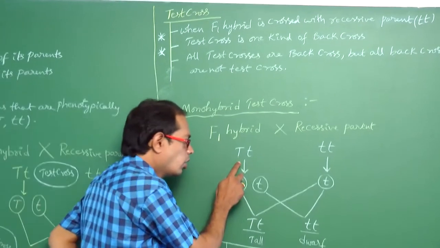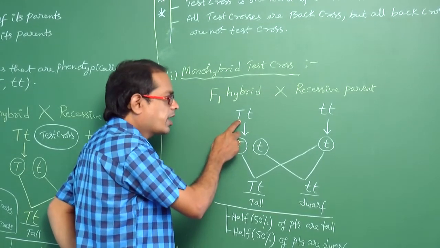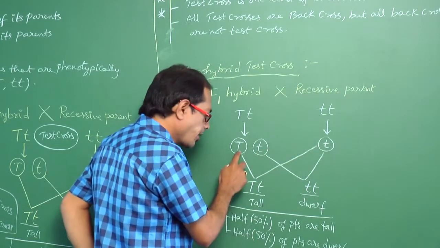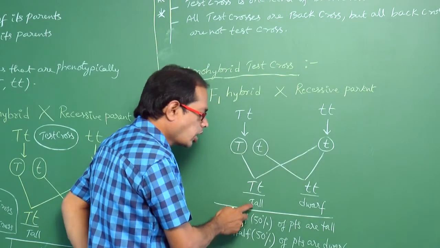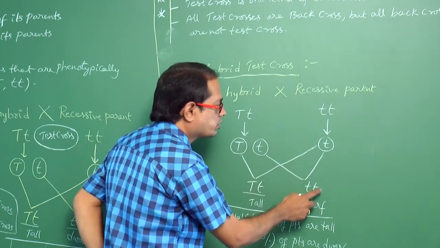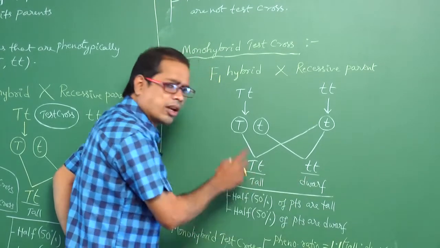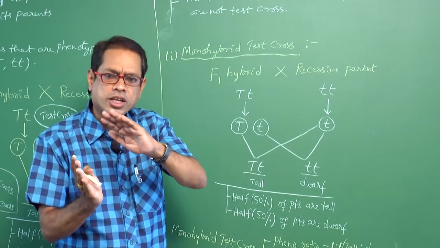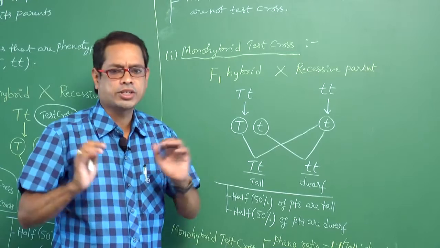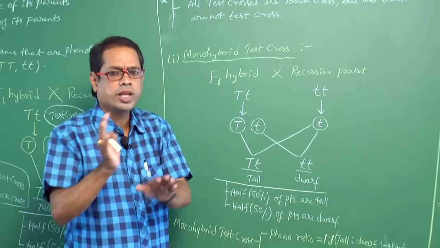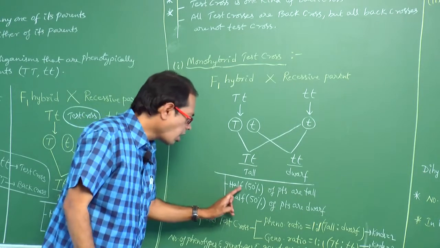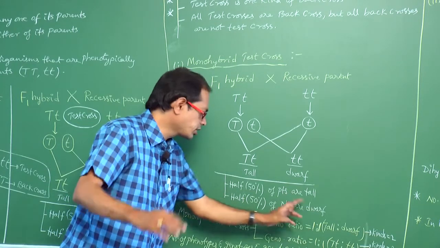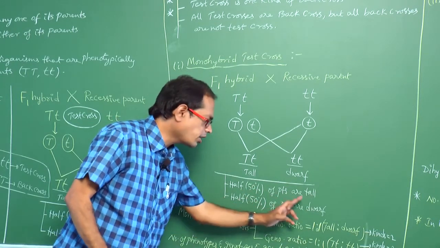Right. So what are the types of gametes? From this F1 hybrid, capital T, small t, and from this small t. Capital T crossed with small t, tall plant. Small t crossed with small t, dwarf plant. So tall and dwarf plants are obtained in 1:1 ratio. That means how much percentage of tall plants are obtained? 50%. How much percentage of dwarf plants are obtained? 50%. That means half of the plants are tall, half of the plants are dwarf. In other words, 50% tall plants, 50% dwarf plants.